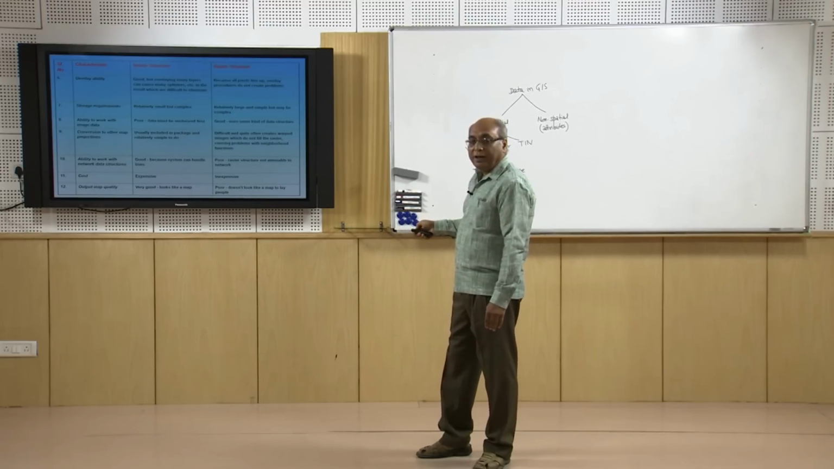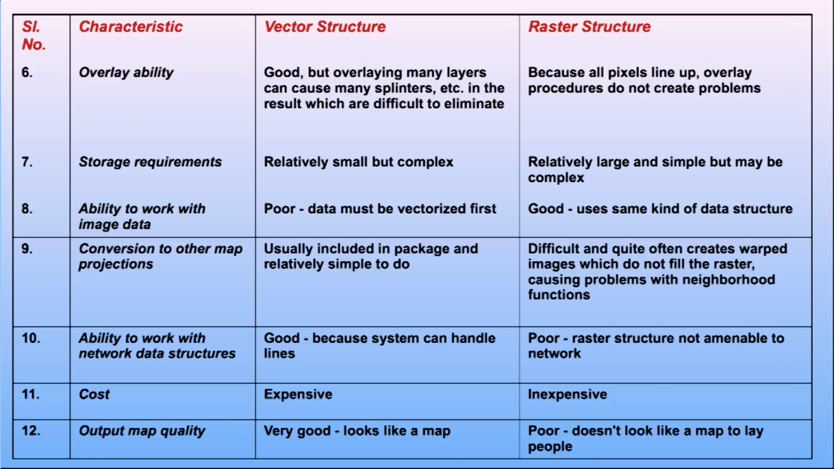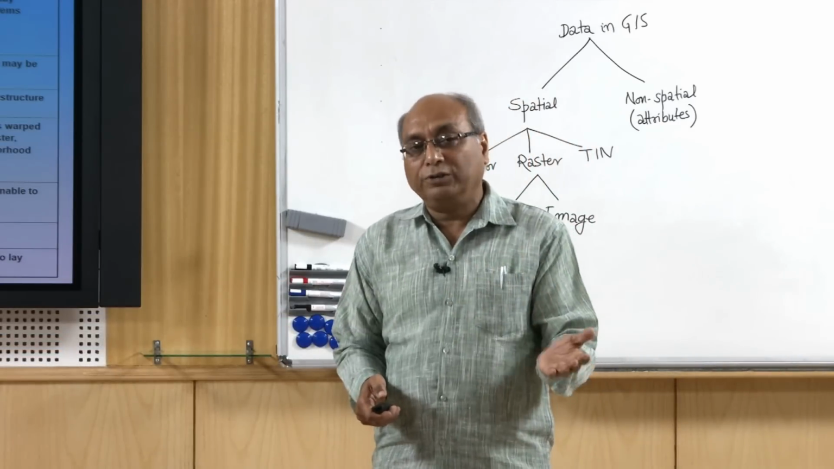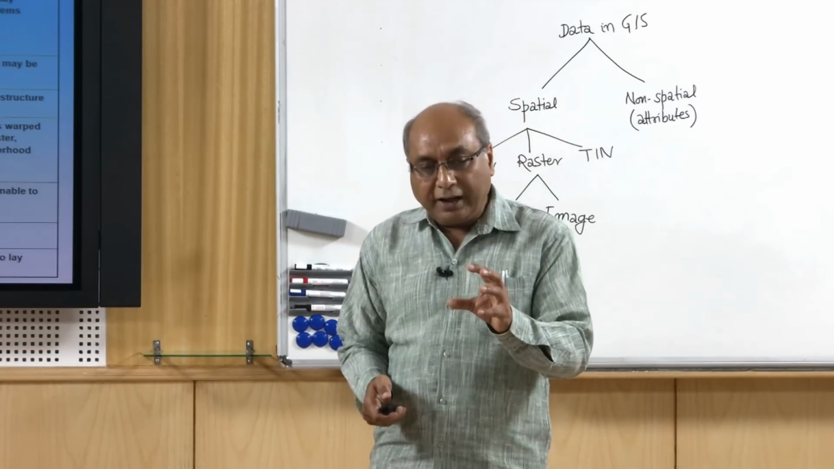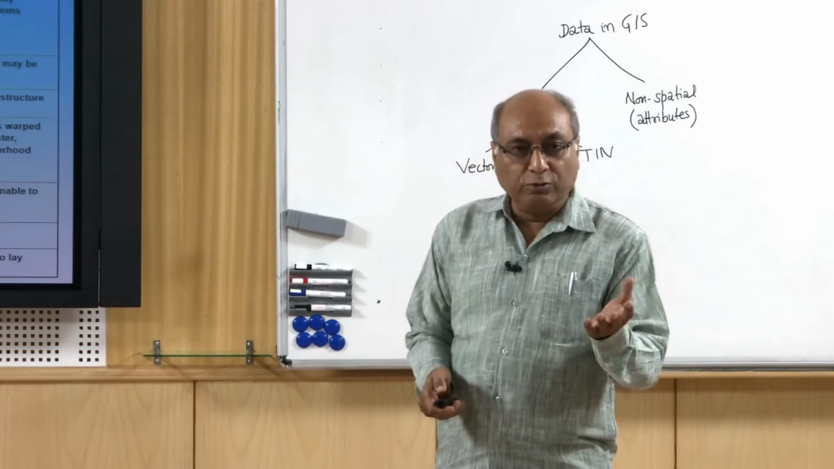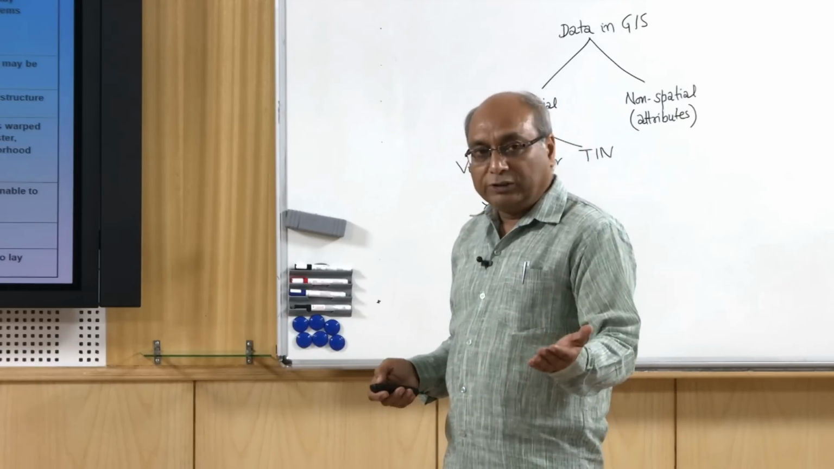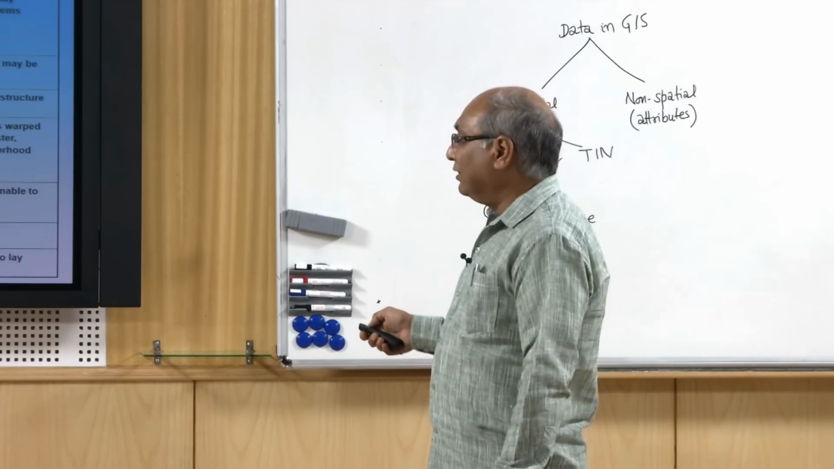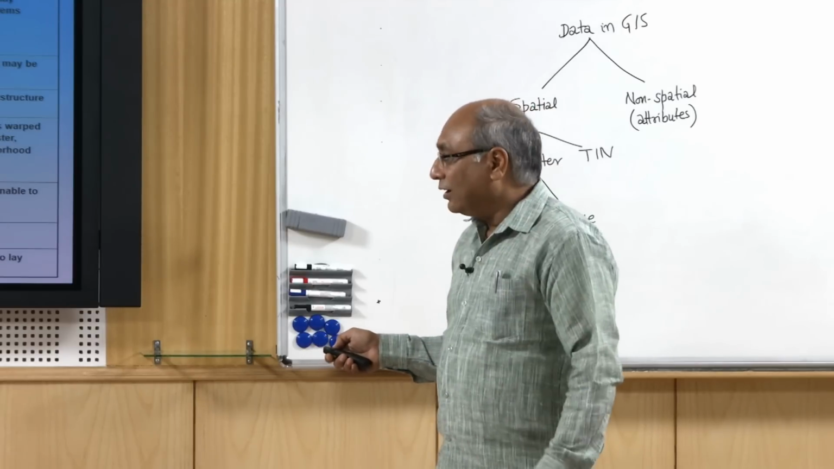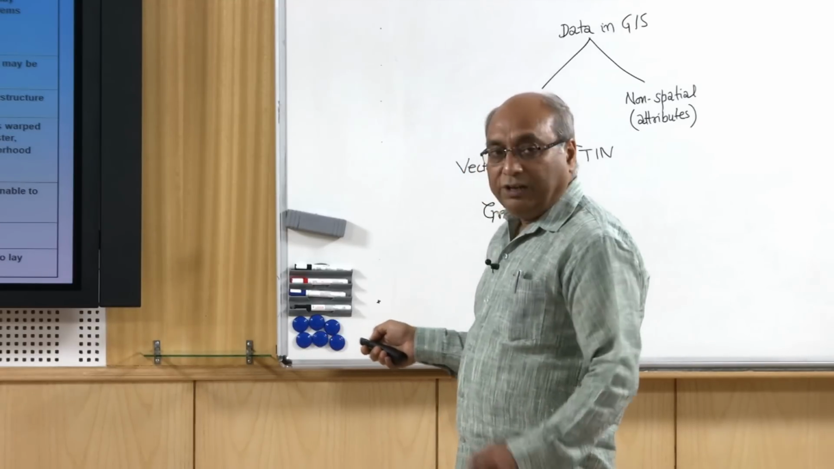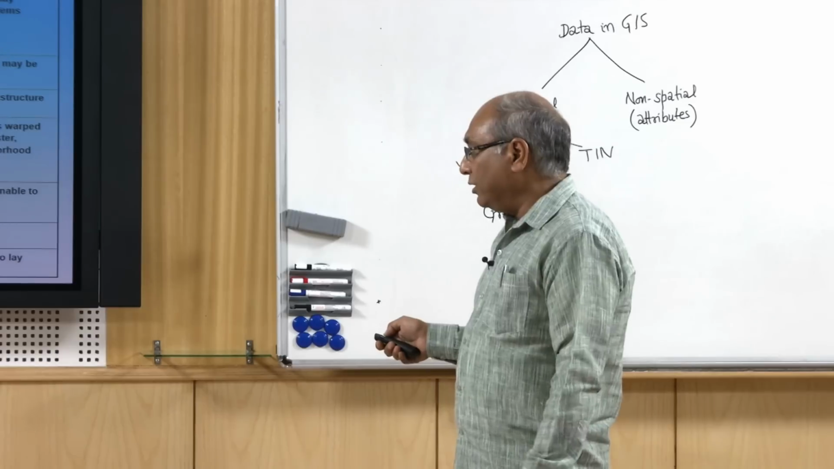Conversion to other map projections. Map projections we will discuss in another lecture. When we go for different map projections, vector is very good, and most modern GIS software includes change of projection from one to another. If you have data in vector format, it is very easy to convert from one projection to another. But with raster data it is rather difficult, and accuracy also comes in between.